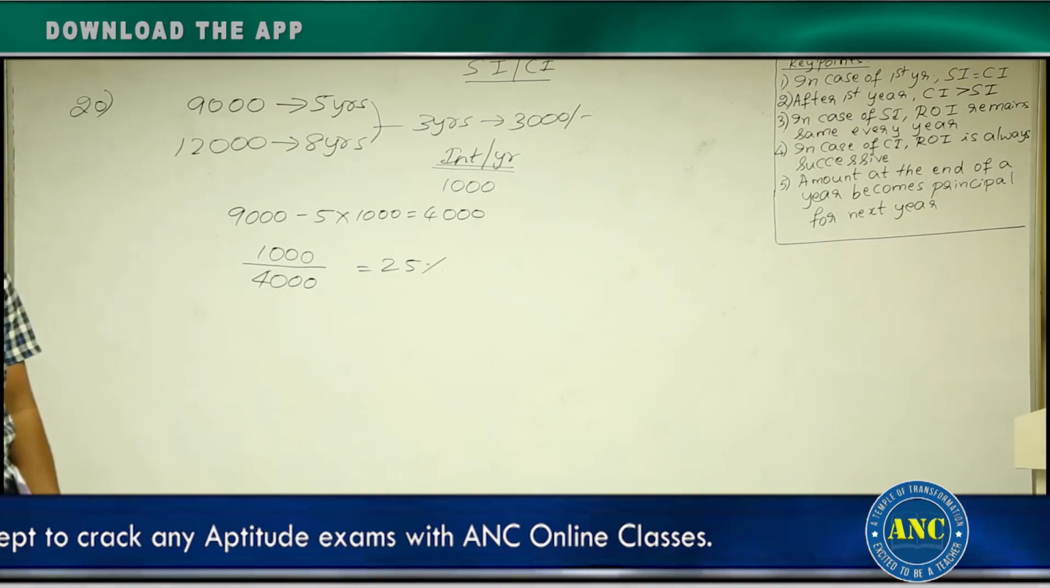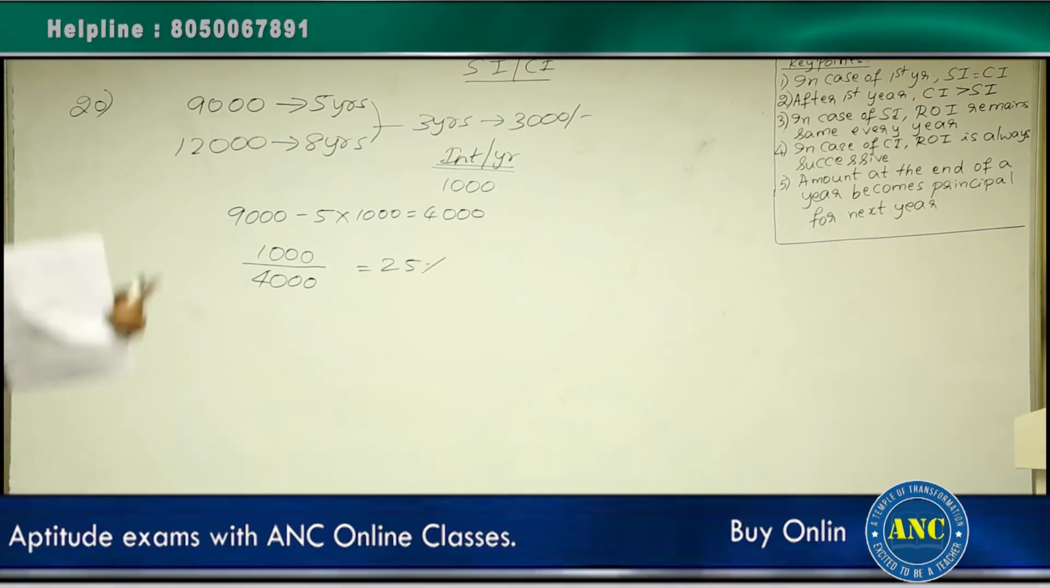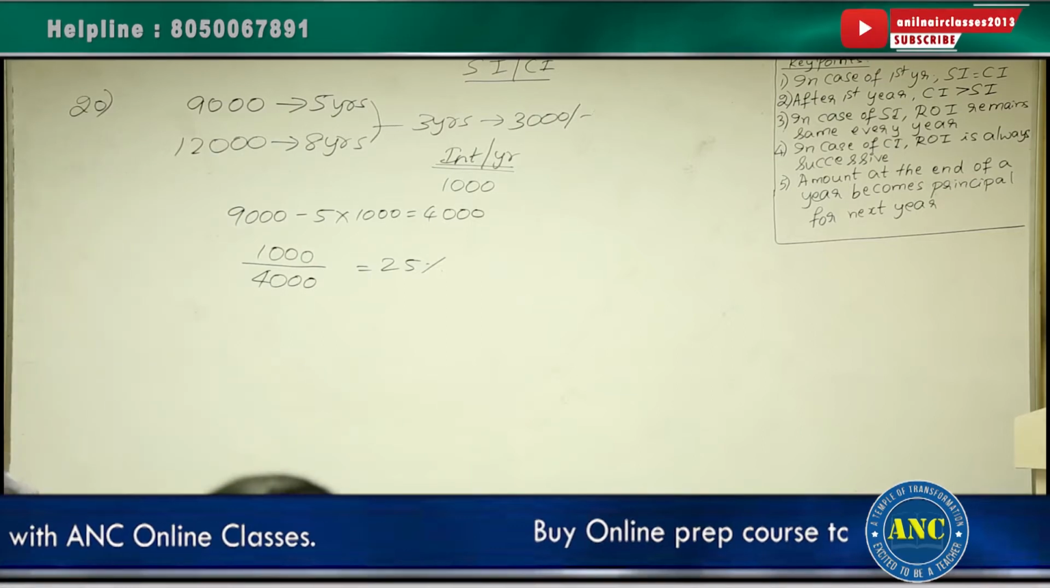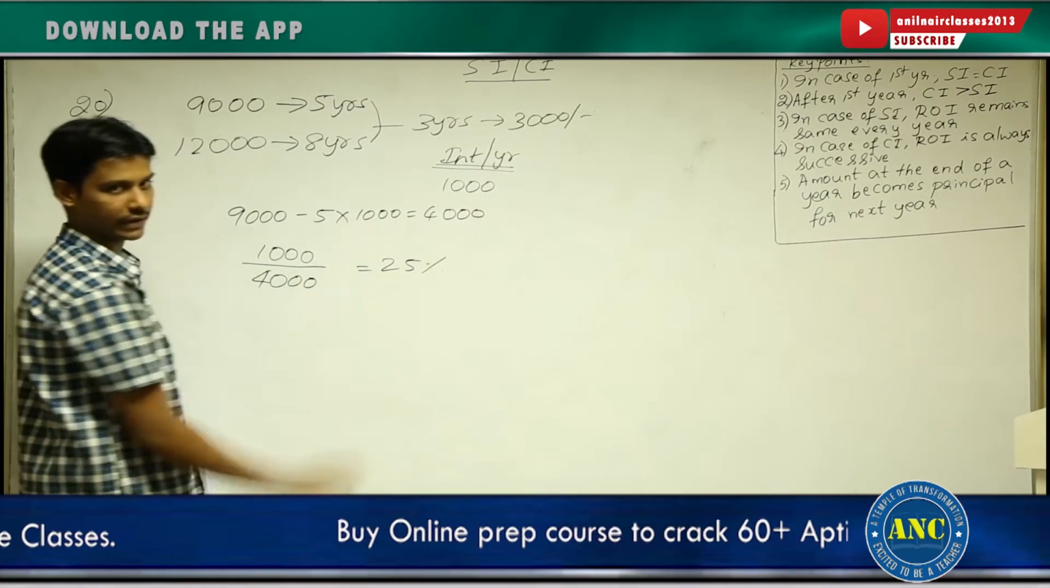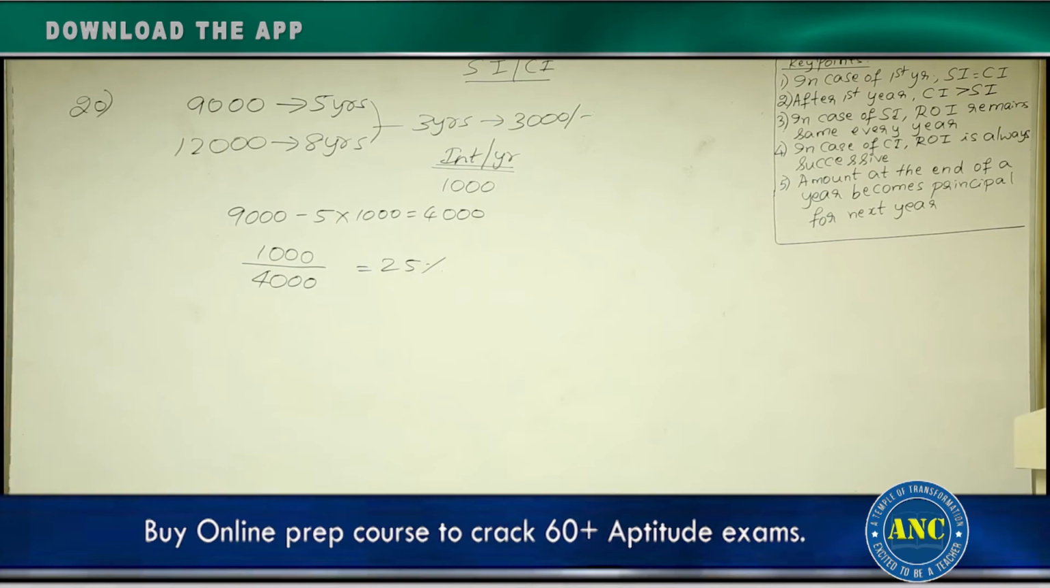What is the initial amount you had? 4,000. 4,000 plus 5,000 only is 9,000, right? Understanding? That 5,000 only I wrote as 5 into 1,000. Clear, right, everyone?